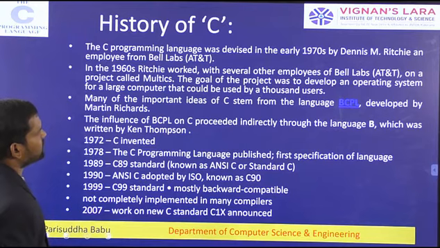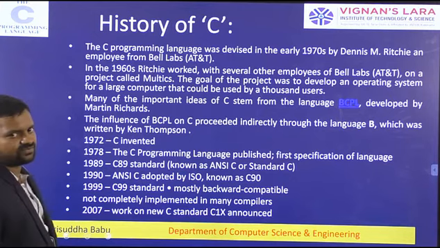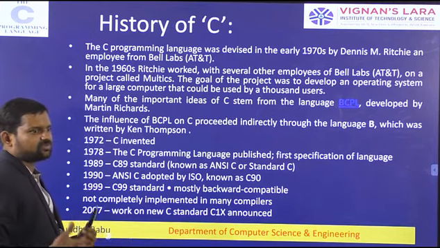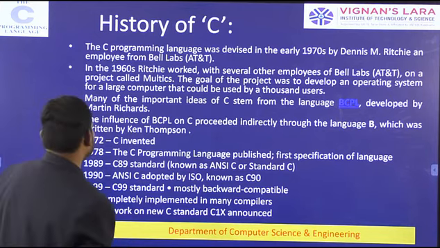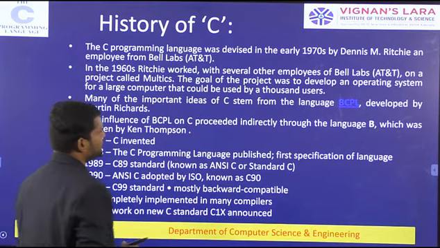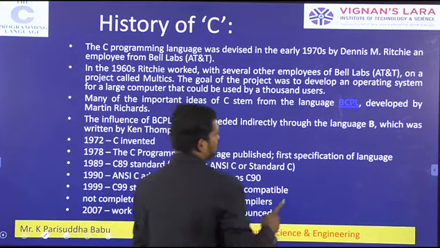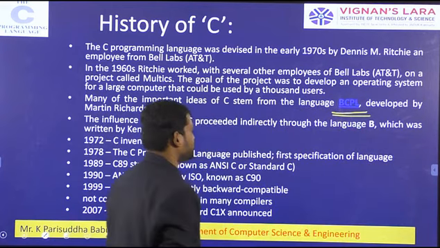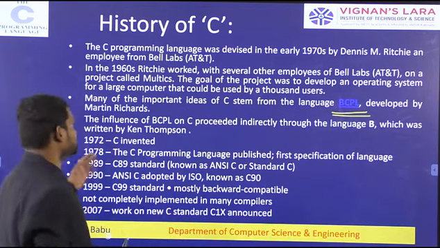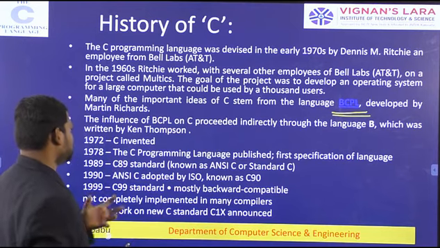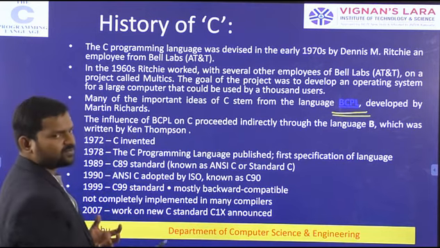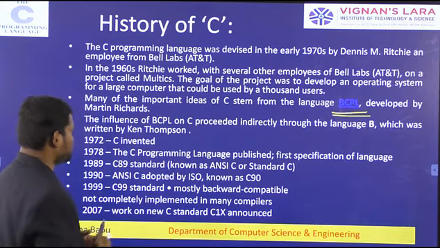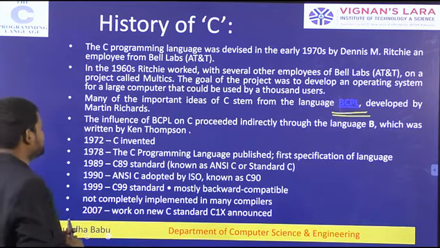And the goal of the project was developing an operating system for a large computer that could be used by thousands of users, a large operating system they developed. Many of the important ideas of C came from the language BCPL, Basic Combined Programming Language, and from that the C language was developed one after another, by Ritchie.